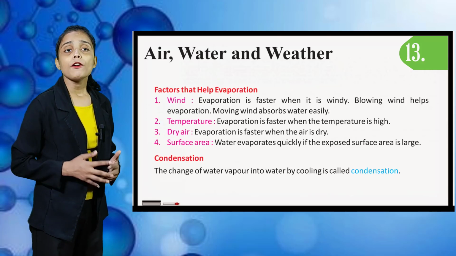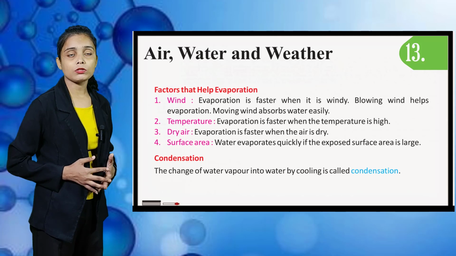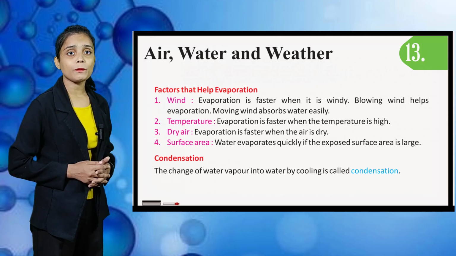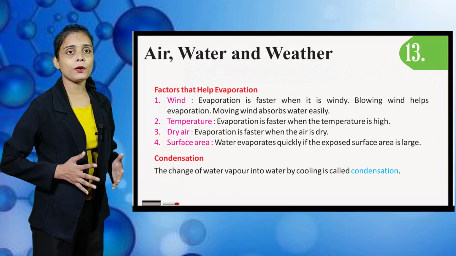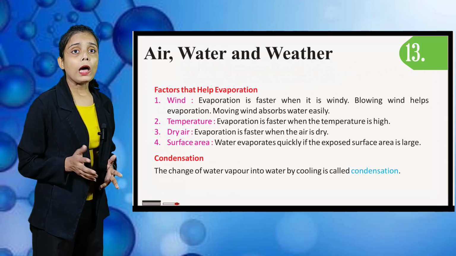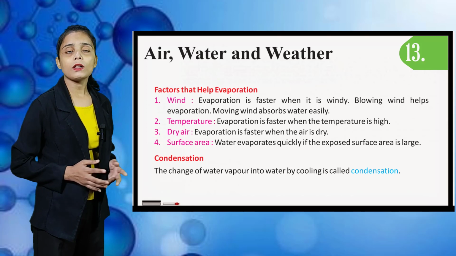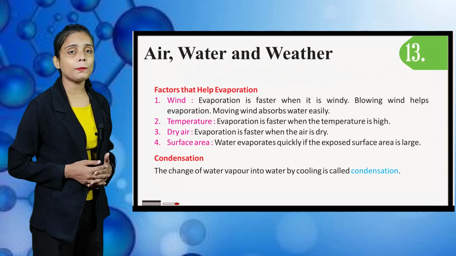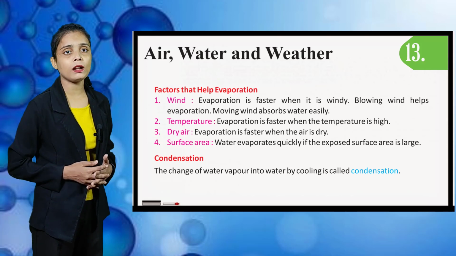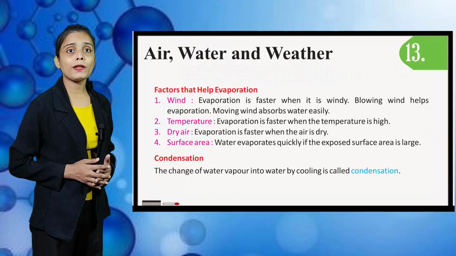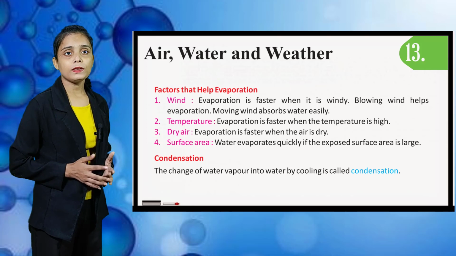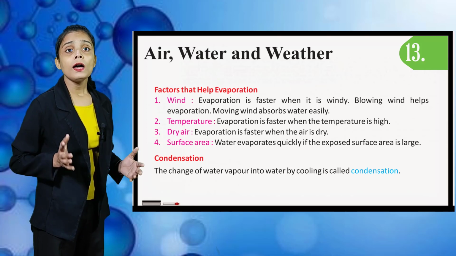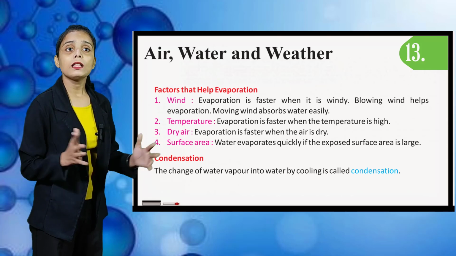So now let's see factors that help evaporation. So first is wind. Evaporation is faster when it is windy. Blowing wind helps evaporation. Moving wind absorbs water easily. Now the another is temperature. Evaporation is faster when the temperature is high. Next is dry air. Evaporation is faster when the air is dry. Next is surface area. Water evaporates quickly if the exposed surface area is large.